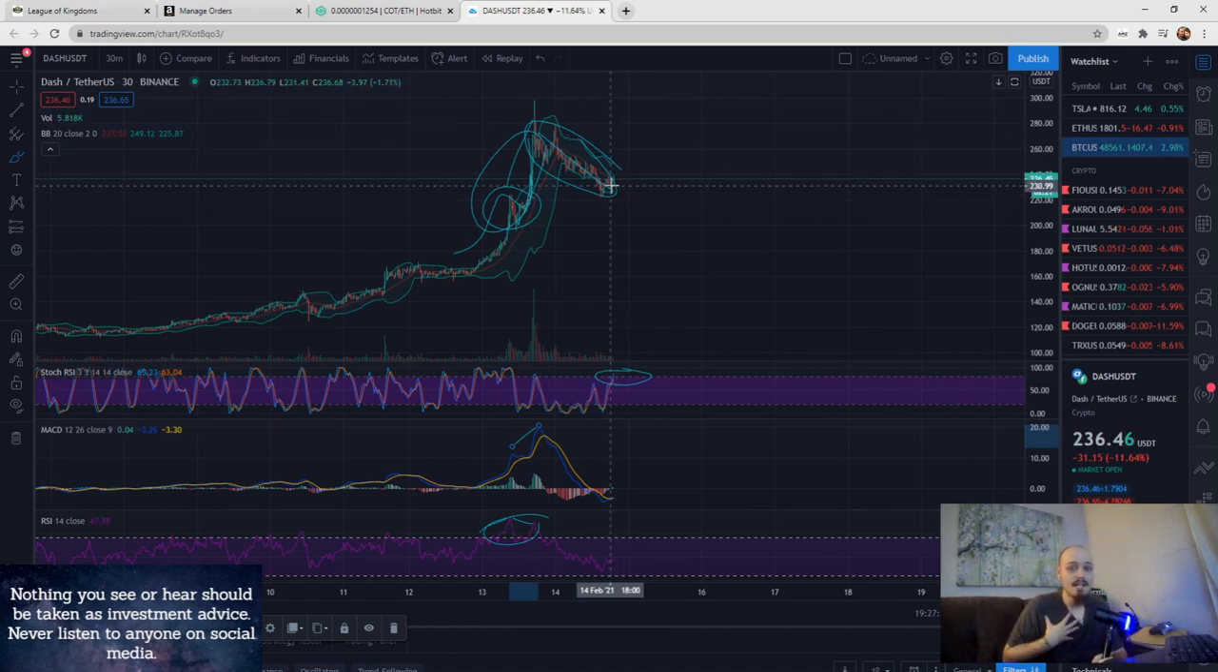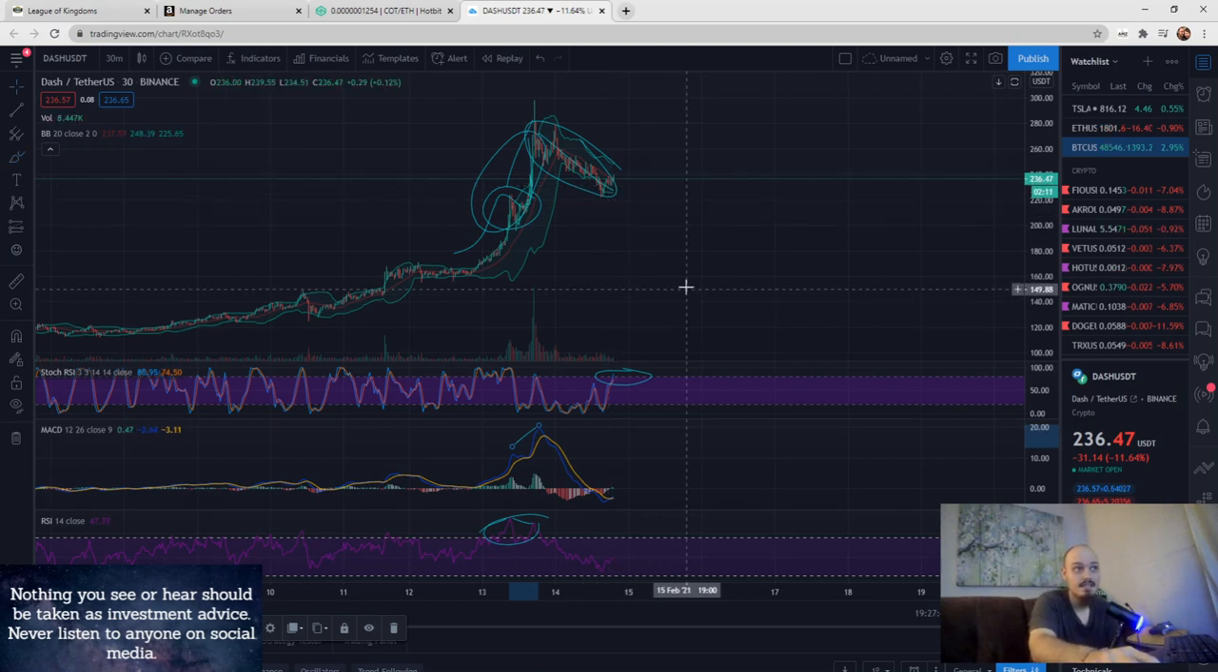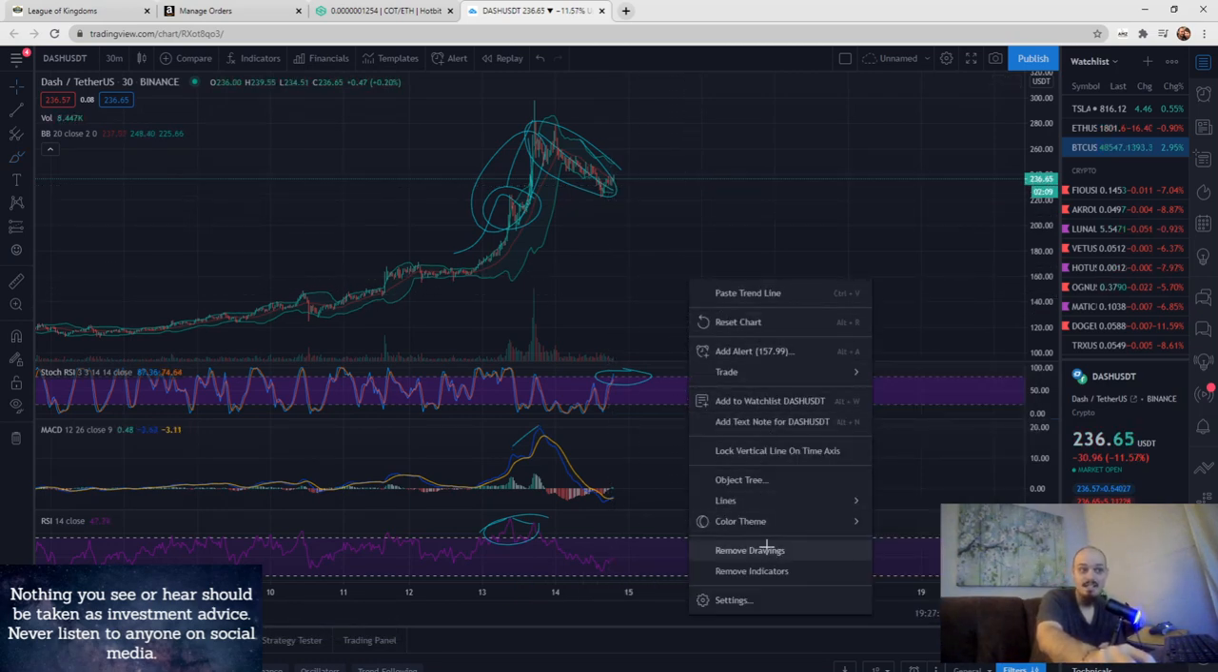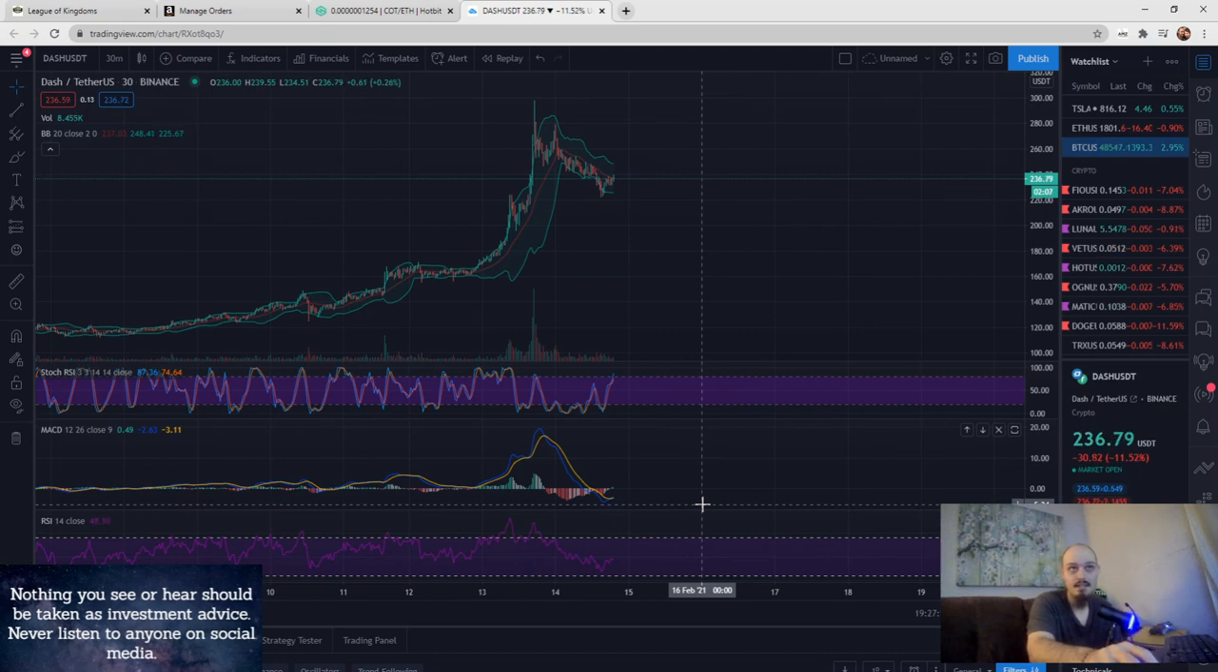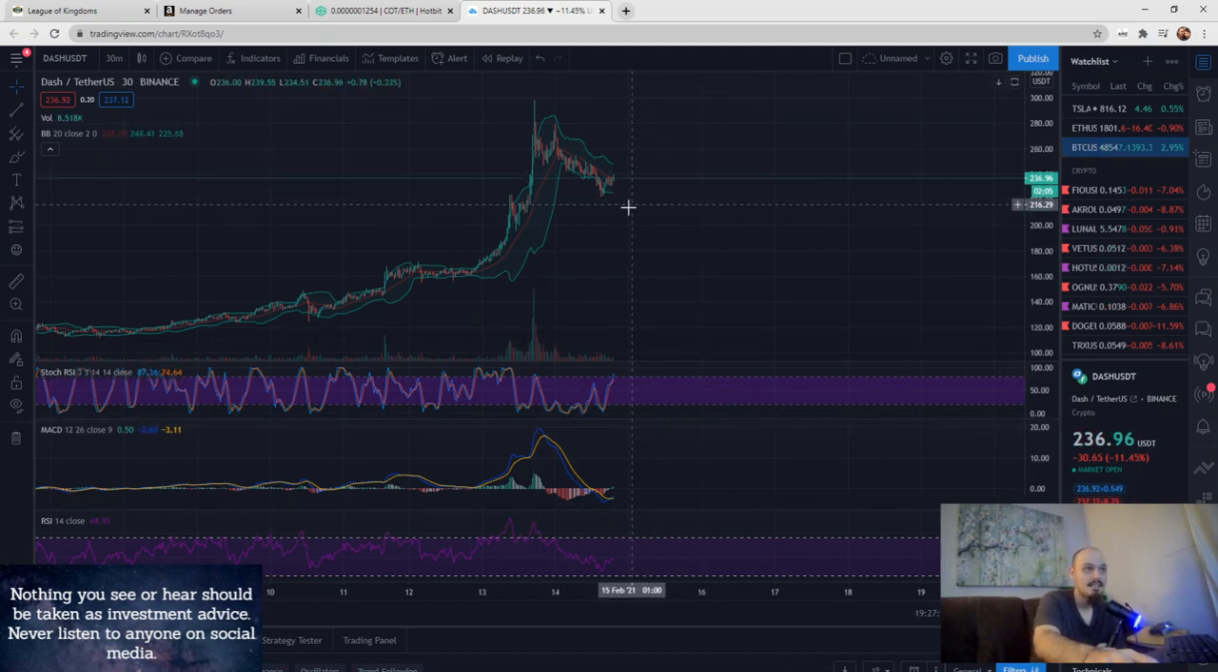So do I think, in my unprofessional opinion, and based on unemotional charting, that Dash is going to go higher from here? Yes, I believe it's going to go higher, and I believe it is going to at least touch, if not break, that 300 mark. So let's go ahead and take a look here. Now, we found this retracement right here.